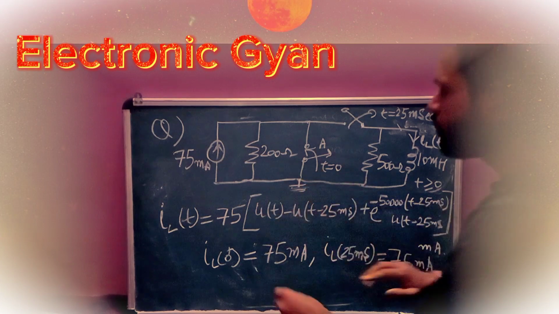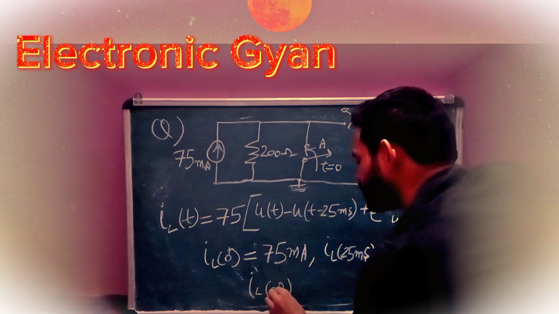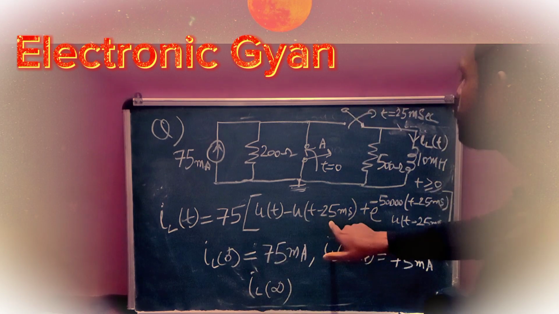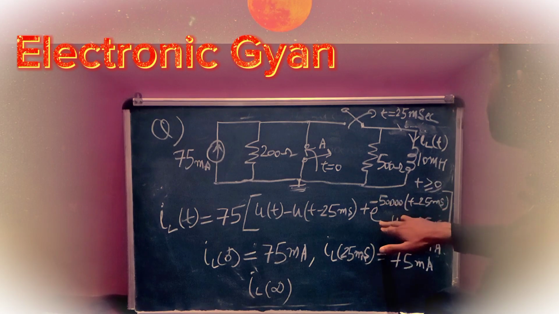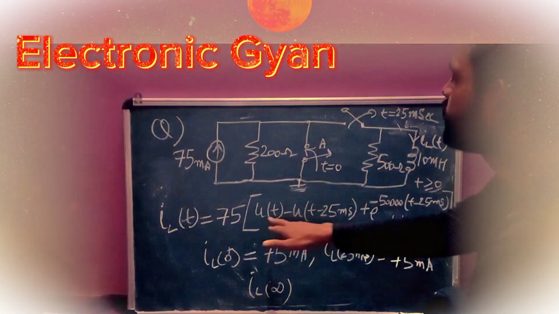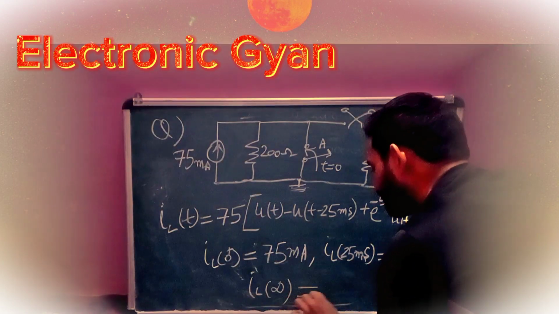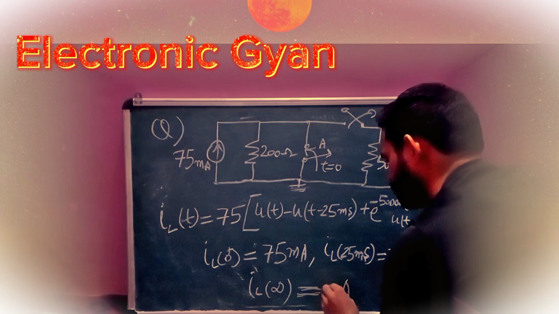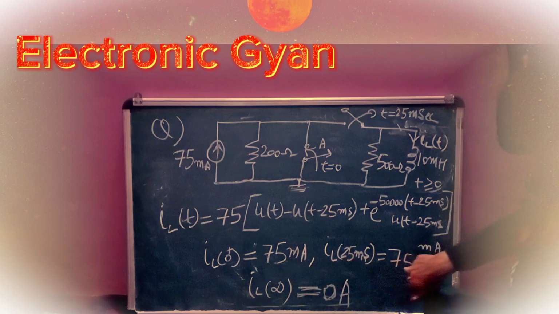Now we are going to find the final current. IL of infinity is what? Put infinity here, this is 1, put infinity here, this is again 1, and put infinity here, this is 0, because e to the power minus infinity is 0. This is 1, this is minus 1, this gets cancelled, and this becomes 0. So my final current is 0 ampere. IL of infinity is 0 ampere. This also we have proved.